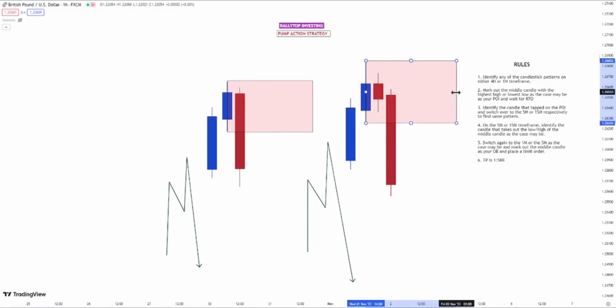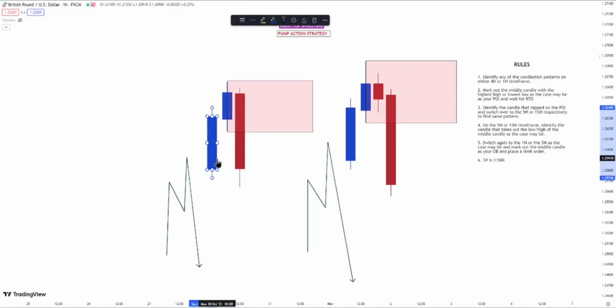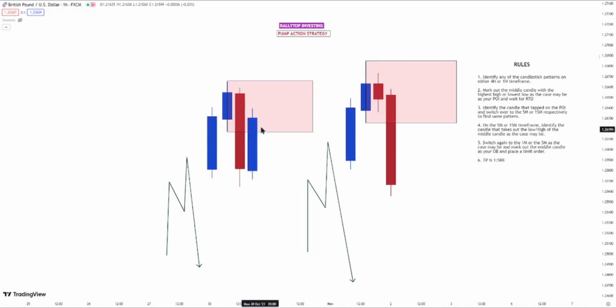And then it adds that you wait for RTO. So where is the RTO? Now, let me show you what it means by RTO. Now, take a look at this. Let's paint a picture here. Return to origin, this bullish candle. After price printed this bearish candle that formed a lower low, price now went back to this POI here and tapped into it. That's what rule 2 says.